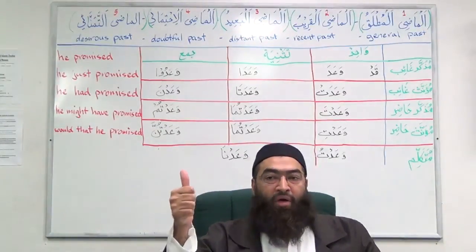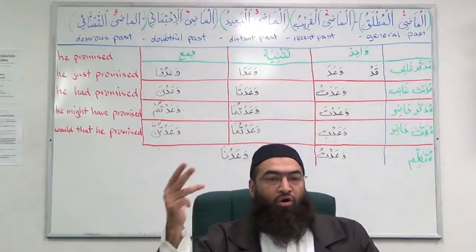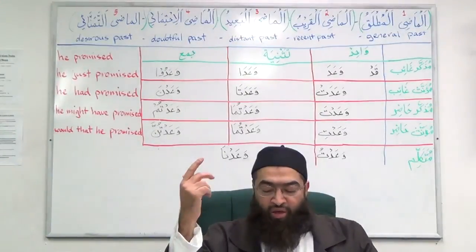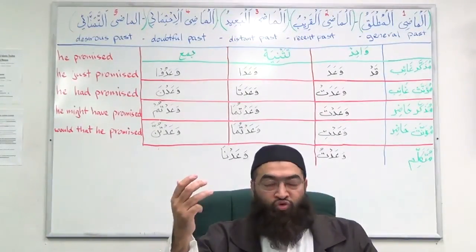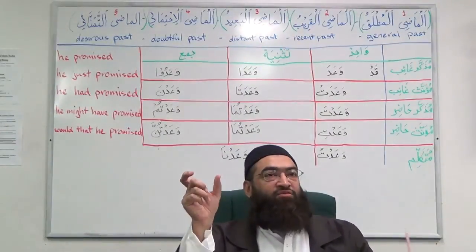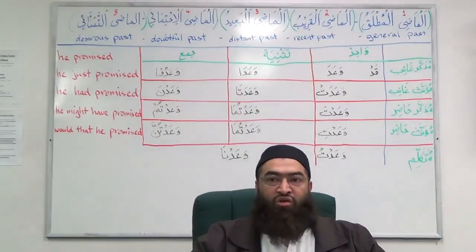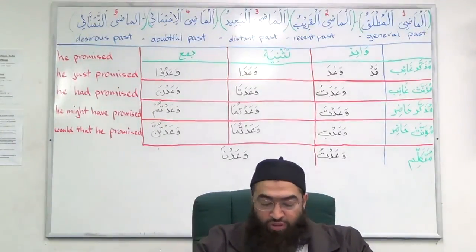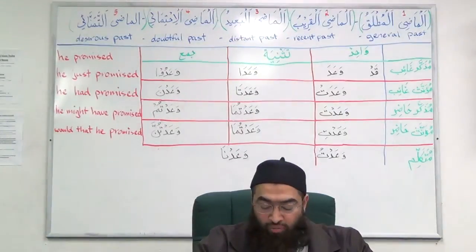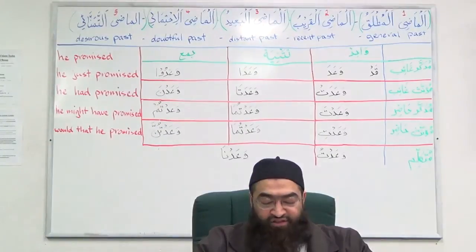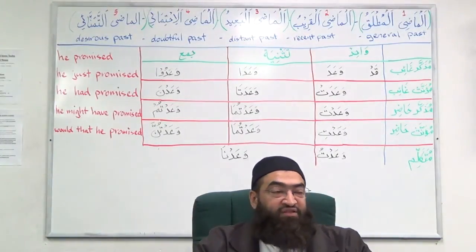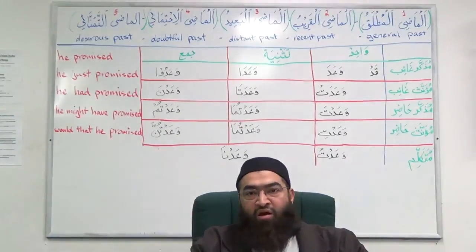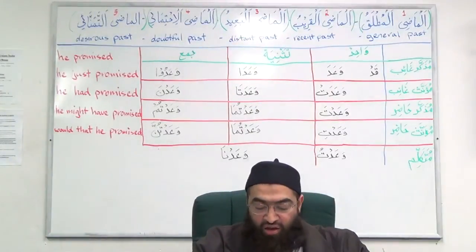So ما خَلَقَ, ما خَلَقَا, ما خَلَقُوا, ما خَلَقَتْ, ما خَلَقَتَا, ما خَلَقْنَ, ما خَلَقْتَ, ما خَلَقْتُمَا, ما خَلَقْتُمْ, ما خَلَقْتِ, ما خَلَقْتُمَا, ما خَلَقْتُنَّ, and then ما خَلَقْتُ, and then ما خَلَقْنَا. So this is the whole conjugation. Very easy. And then when the ma comes on fi'l al-madi majhul, the example is ما كتبت الرسالة. The letter was not written. كتبت الرسالة, the letter was written. You put a ma in the beginning, the letter was not written.